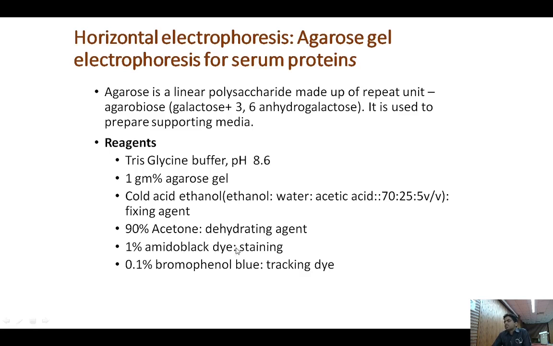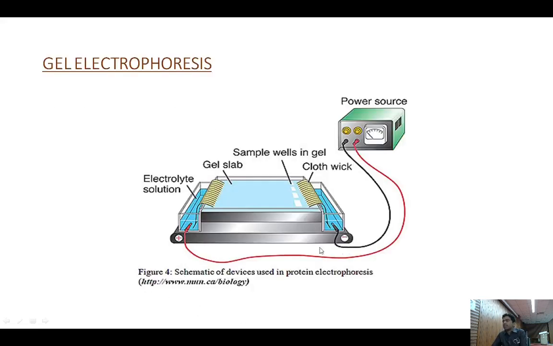Then we will use the staining. So whatever sample is left on the slide, we will stain with the amido black dye, and then during the run itself we mix the sample with the tracking dye, bromophenol blue, because once we start the run, the sample will start moving from here. We will not know, because it will keep moving if you keep giving electrical current, electrical supply, and then the sample will go out of this slide itself.